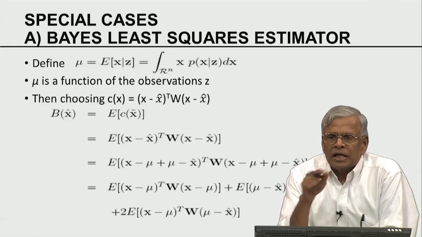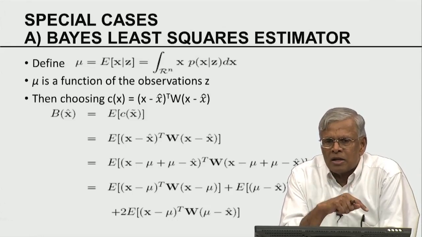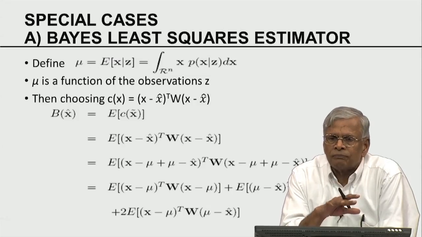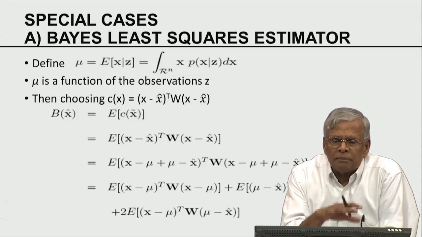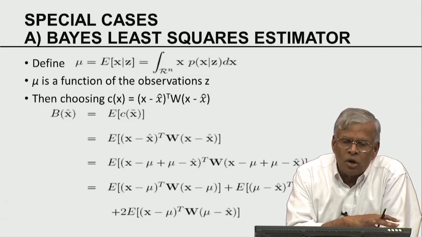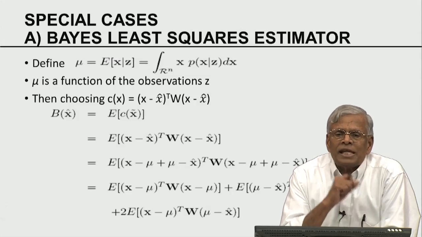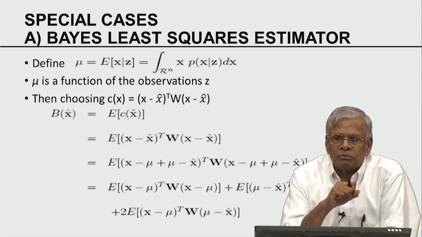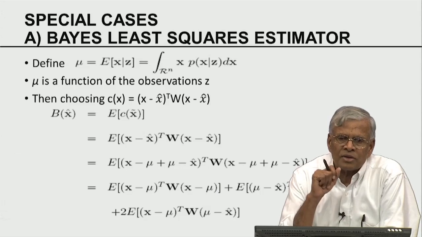What is the difference? In the statistical least squares that we saw in the previous talk, we are simply given the observation. Using the observation, we are going to be able to estimate the unknown. We were not given any information about the unknown. So that is what is called statistical least squares.